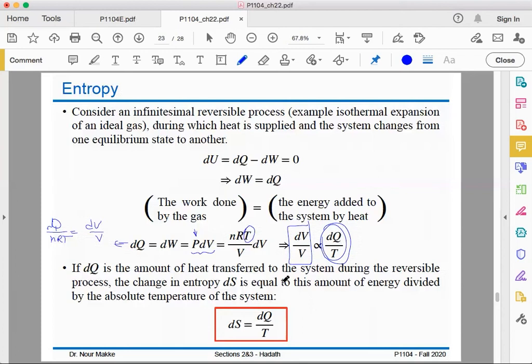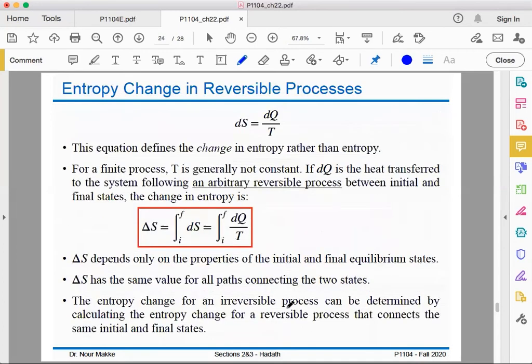So from this slide, we now know that by definition, the change in entropy when a system undergoes an infinitesimal reversible process is equal to the amount of energy added to the system by heat divided by the absolute temperature of the system. So dS is equal to dQ over T. And this equation defines the change in the entropy rather than the entropy itself. The entropy is a state variable. This equation tells us how much change we have in the entropy.